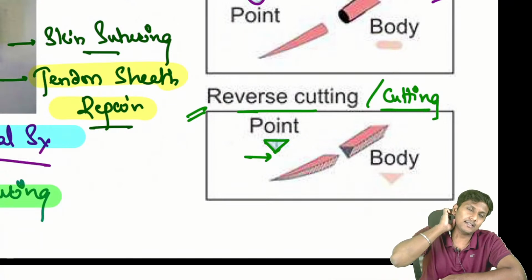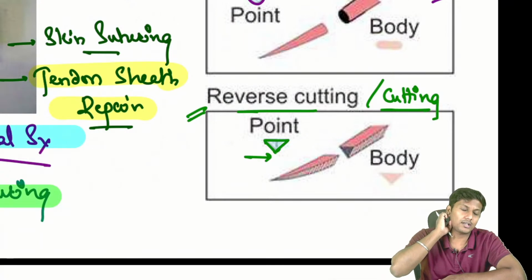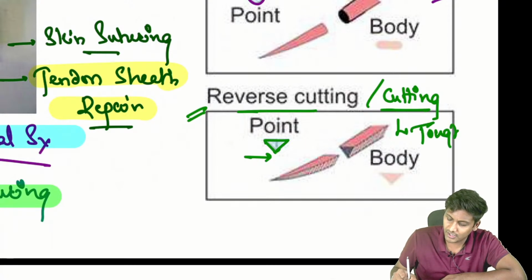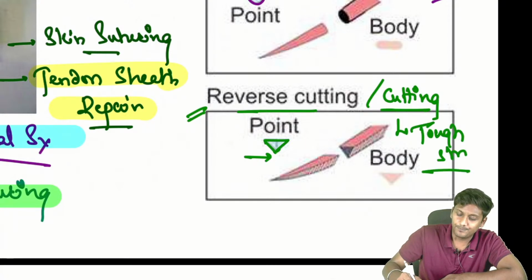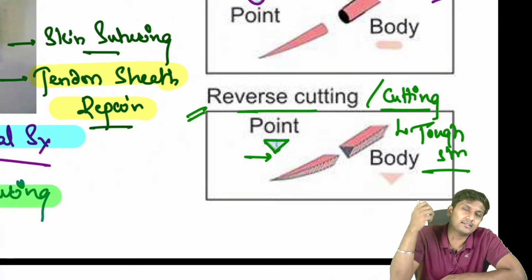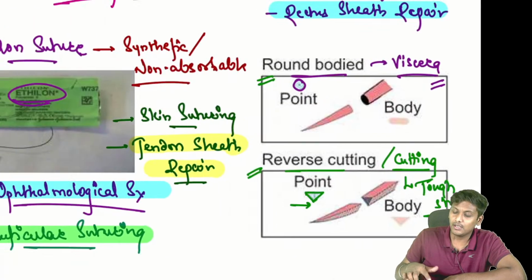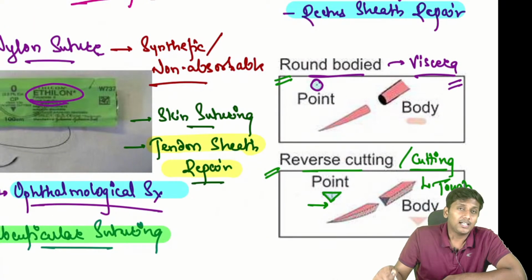So that is the reason these sharp needles, your cutting or reverse cutting needles, are generally used for tough structures. Tough structures, something like skin, fascia, tendon, scalp. For these tough structures, you have to use a cutting or a reverse cutting needle. Please remember, ये बहुत बार होता है.